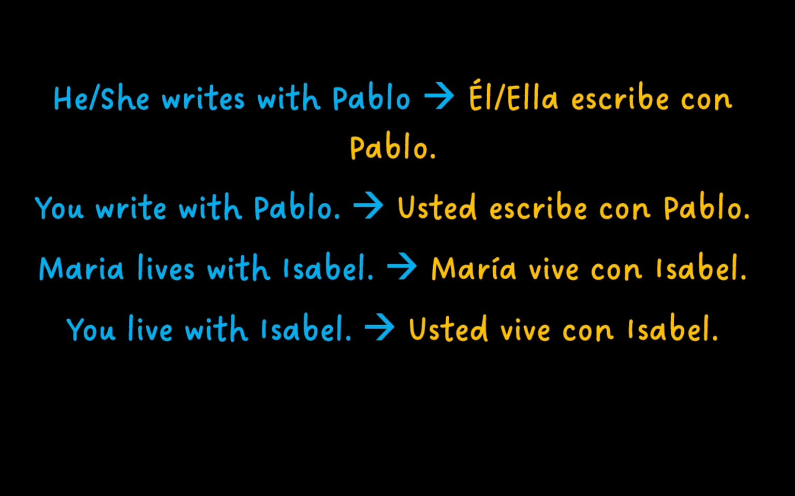He or she writes with Pablo is él, or ella escribe con Pablo. You write with Pablo is usted escribe con Pablo. Maria lives with Isabel is Maria vive con Isabel. And you live with Isabel is usted vive con Isabel.